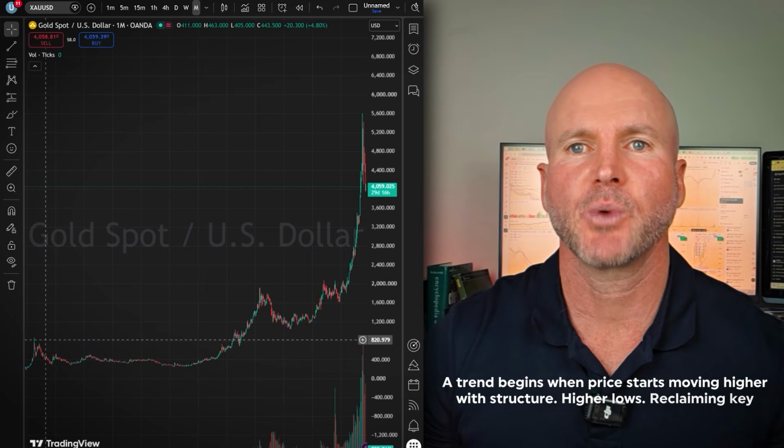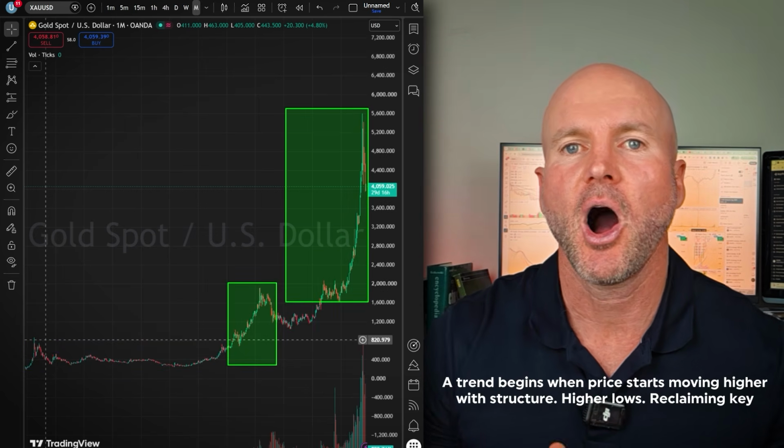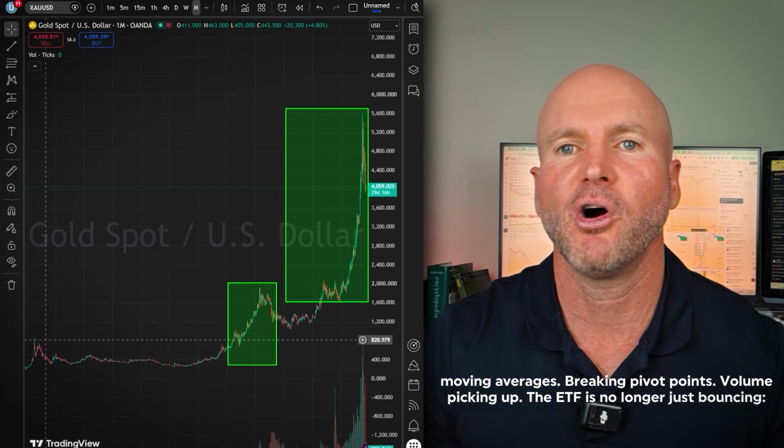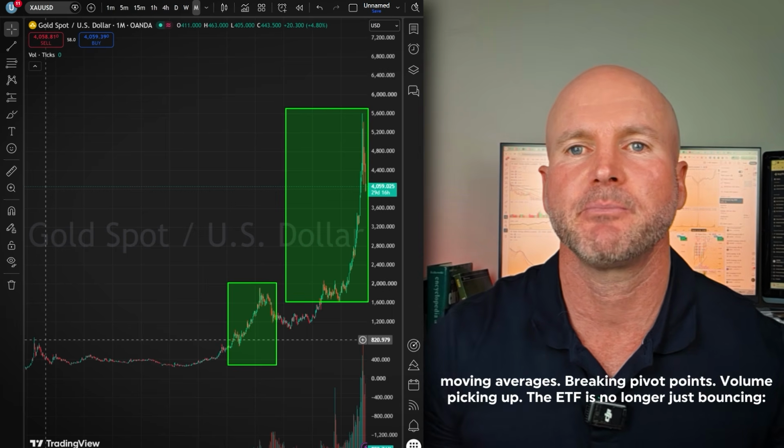A trend begins when price starts moving higher with structure: higher lows, reclaiming key moving averages, breaking pivot points, volume picking up. The ETF is no longer just bouncing, it's starting to move. The base and trend method is not about buying weakness for the sake of it. It's about waiting for evidence that sellers are drying up and buyers are taking control.